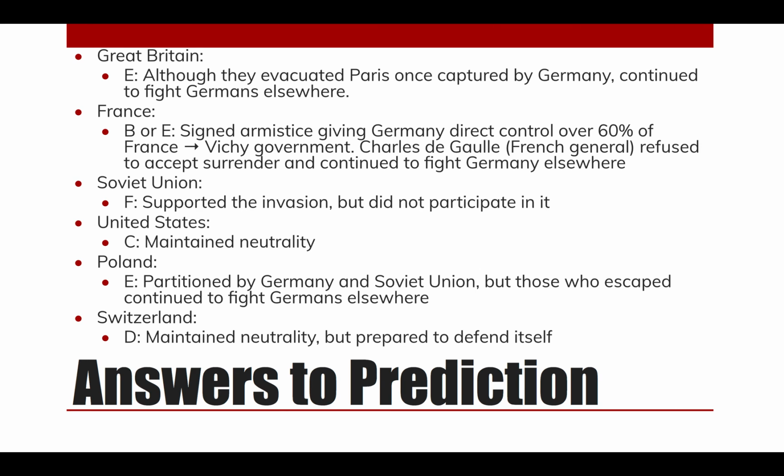But here are your answers. Okay, all at once. Great Britain, E. Although they evacuated Paris once captured by Germany, they continued to fight the Germans. France, you got two answers. You had more chances to get this one right, B or E. They did sign an armistice, giving Germany direct control over 60% of France. But Charles de Gaulle, a French general, refused to accept surrender and continued to fight Germany elsewhere.